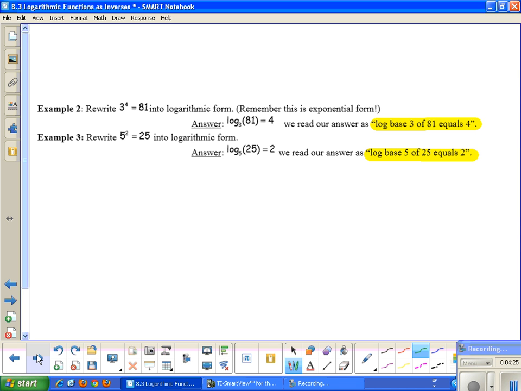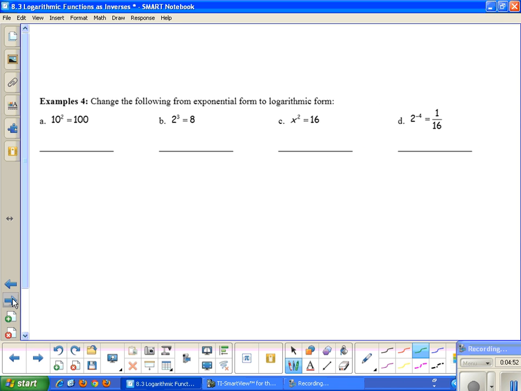If we wanted to write 3 to the 4th power equals 81 into logarithmic form, then you would remember that this is the exponential form. So in logarithmic form, the base stays the base. So log base 3 of 81 would be equal to 4. So it's always equal to your exponent. For example, we have 5 squared equals 25. In logarithmic form, it would be log base 5 of 25 is equal to 2, which is your exponent.